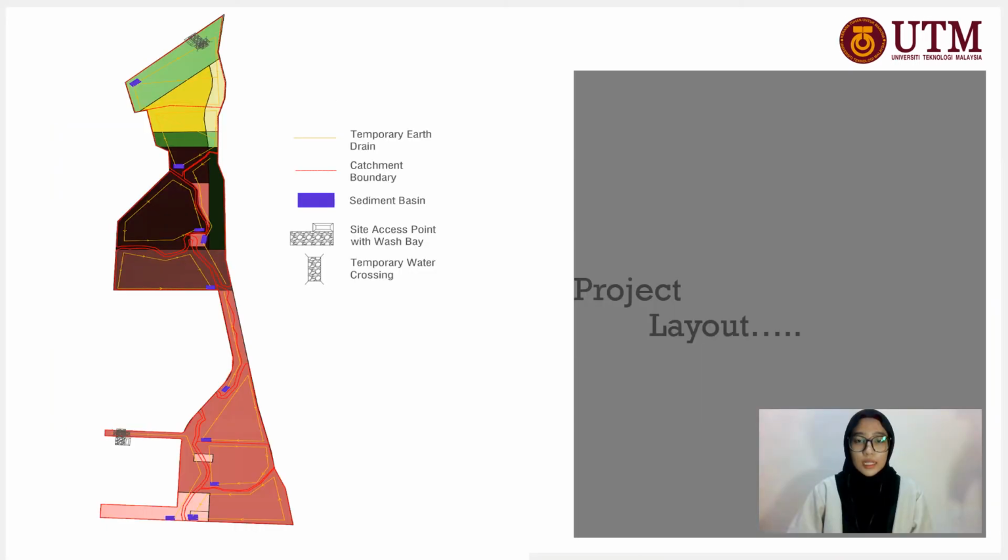This layout is a pre-bulk grading ESCP and catchment area division. And on this layout, there are some symbols. The yellow line is temporary earth drain, the red line is a catchment area, the blue box is sediment basin, and there are two other symbols which are site access point with wash bay and temporary water crossing.